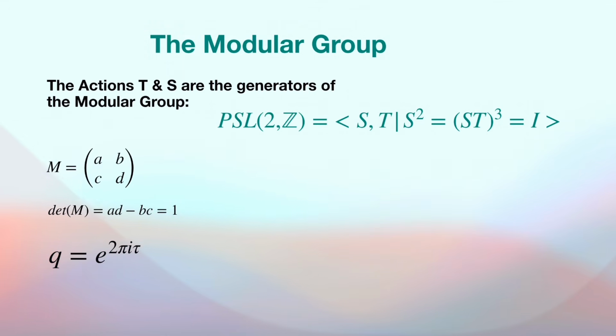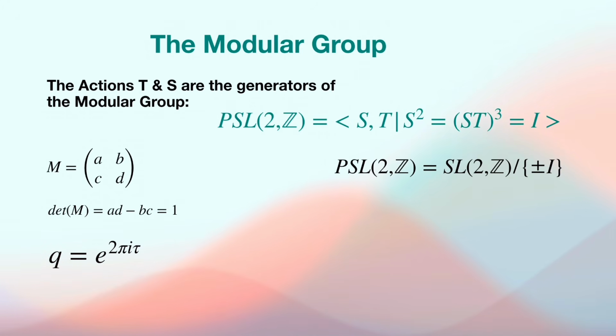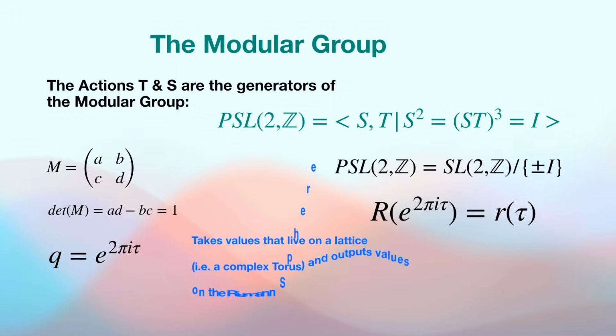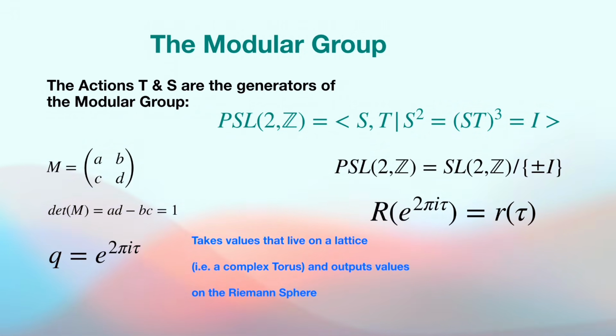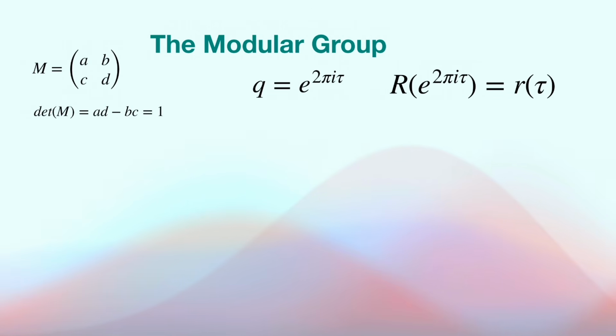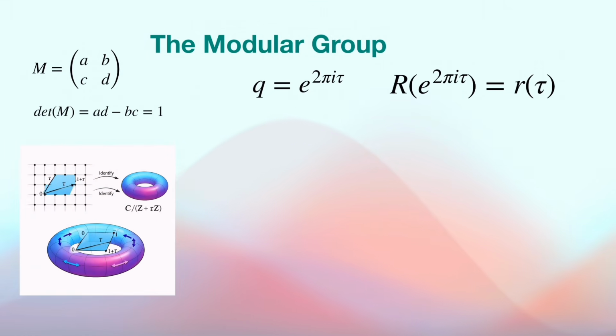And actions T and S are the generators of the modular group, the projective special linear group of 2 by 2 matrices with integer coefficients. It's the special linear group modded out by the double cover given by plus or minus the identity. So what is this doing? Well, it takes values that live on a lattice in Q and outputs them onto the Riemann sphere. So let's investigate what that means.